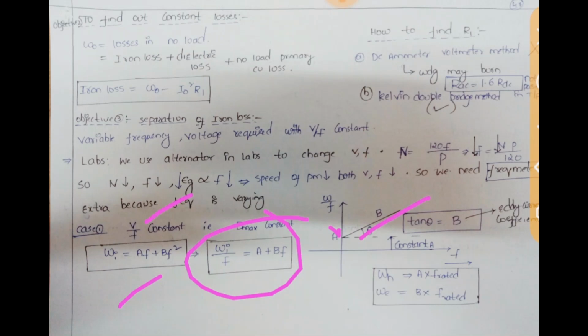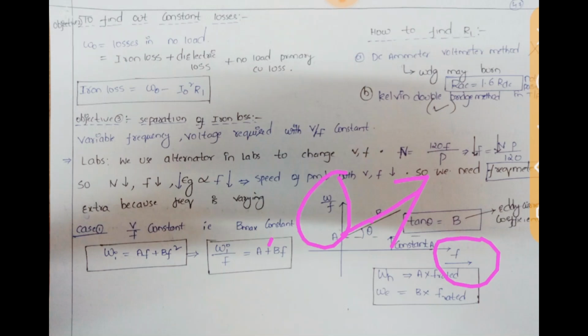Now see here, I have drawn the x-axis as f, the y-axis as W by f, and B is varying like a straight line. Now find tan theta. Tan theta represents the slope. The slope is what? Coefficient B.